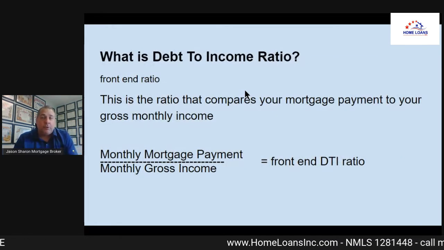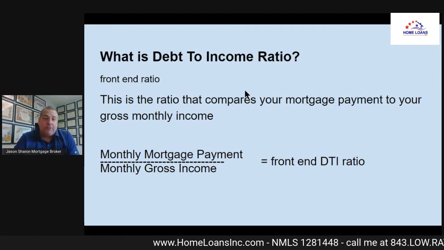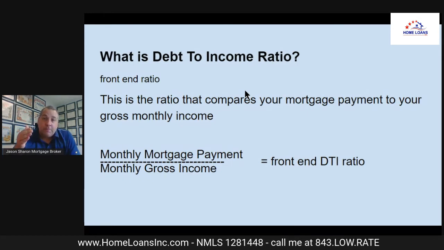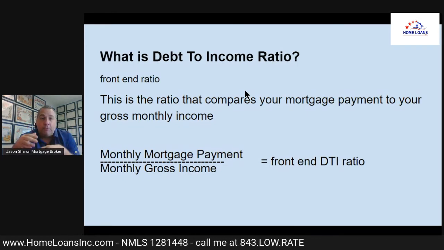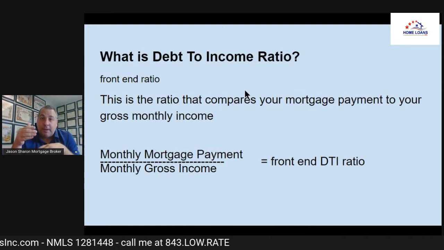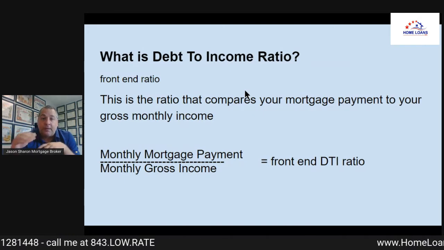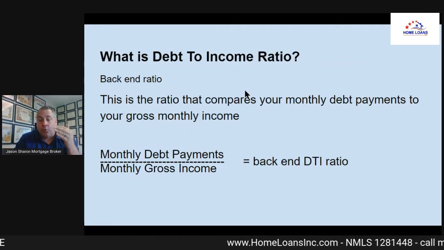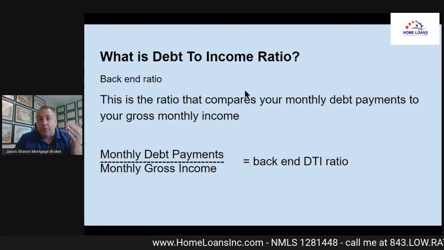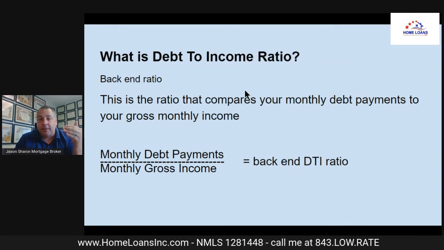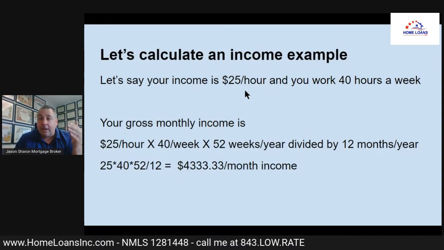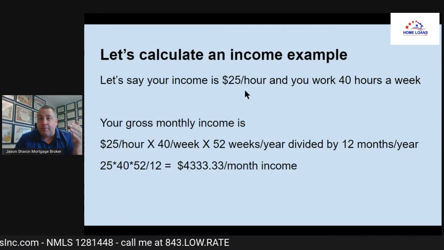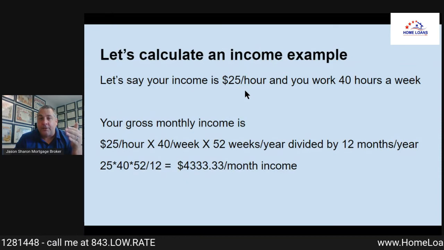What is debt to income ratio? Why does it matter? So there's a couple different debt to income ratios. There's a front end ratio and the back end ratio. Your front end ratio is going to be your new housing payment divided by your gross monthly income. Your back end ratio is going to be the total debt payments, including the new mortgage payment, divided by your gross monthly income. Let's calculate some examples and put this to an application test.